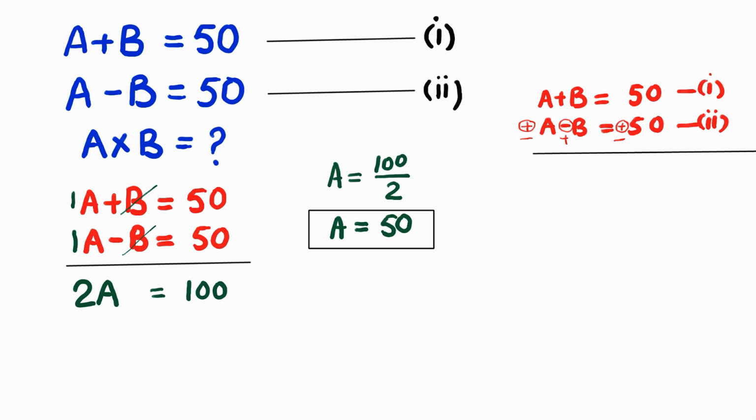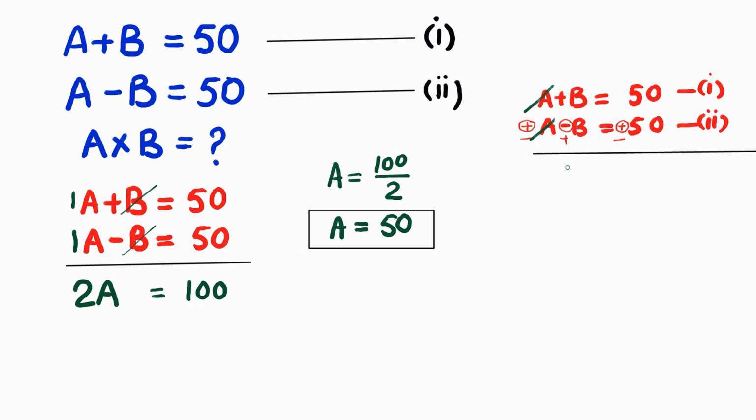Now we will subtract equation 2 from equation 1 to eliminate the value of a. Here we change the sign, as a is plus, so it is converted into minus, b is minus, so it is converted into plus, and 50 is converted into minus 50, because we are going to subtract equation 2 from equation 1.